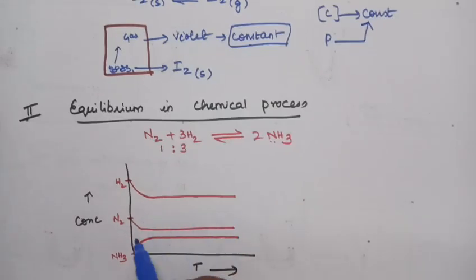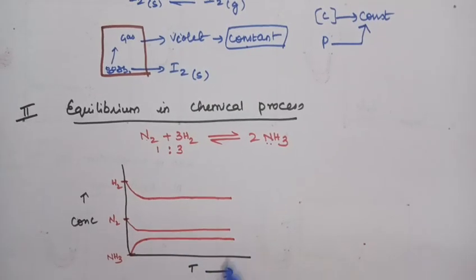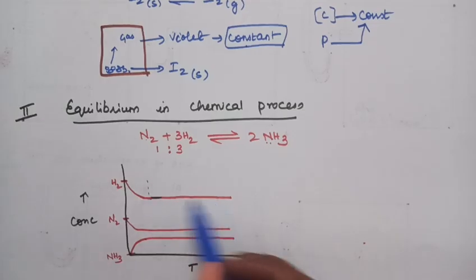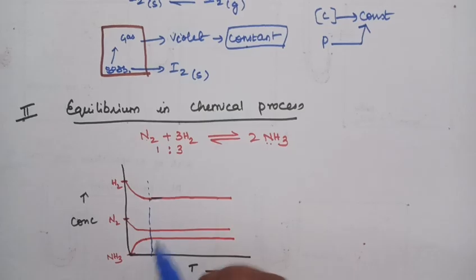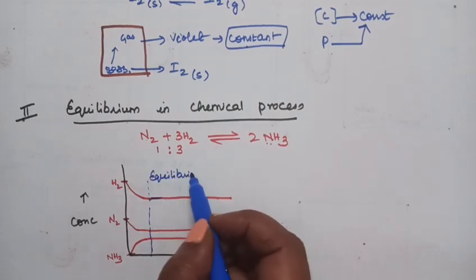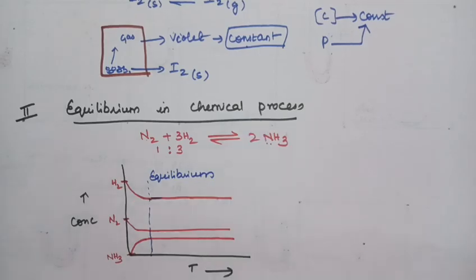Here, how to check where equilibrium is established: where the concentration becomes constant. Here you can see a straight line from here. So this is equilibrium. This is equilibrium in a chemical process.